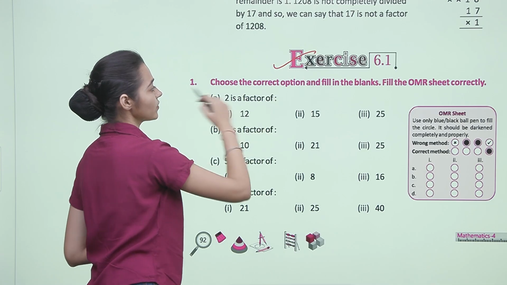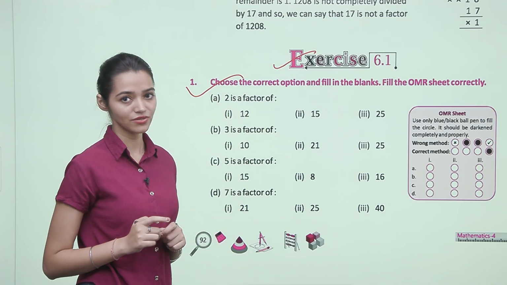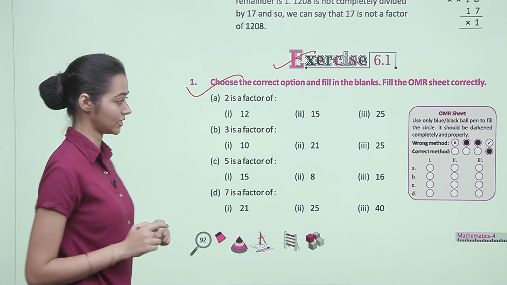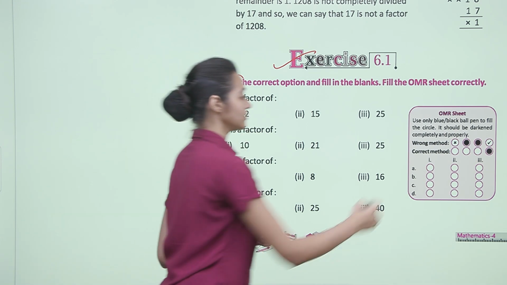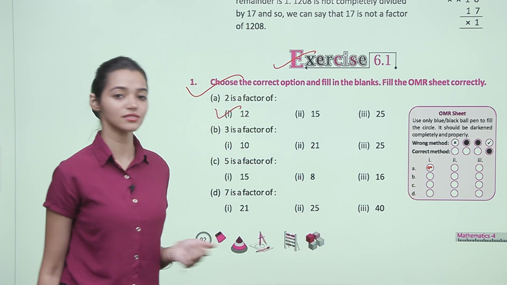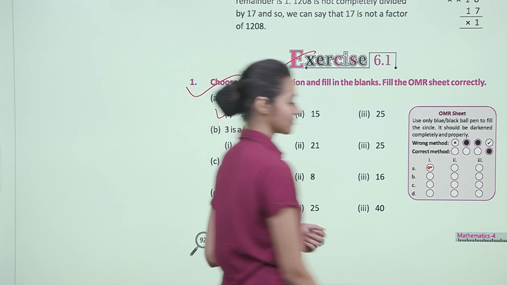Let's start with exercise 6.1. In the first part we have to choose the correct option, fill in the blanks and fill the OMR sheet correctly. Now 2 is a factor of 12. The first one is the correct answer. That's how you can solve the remaining part.